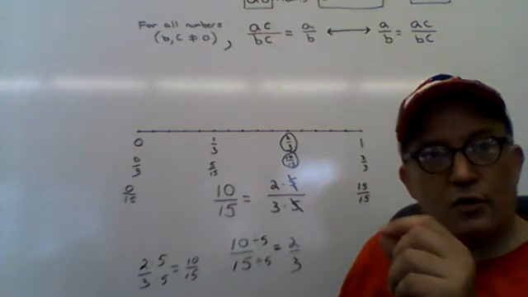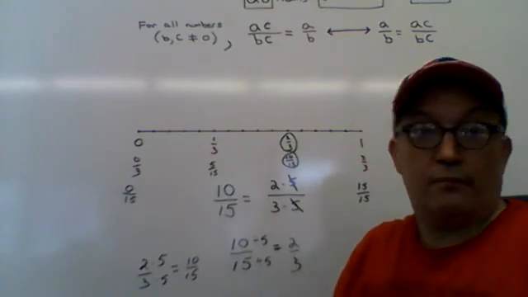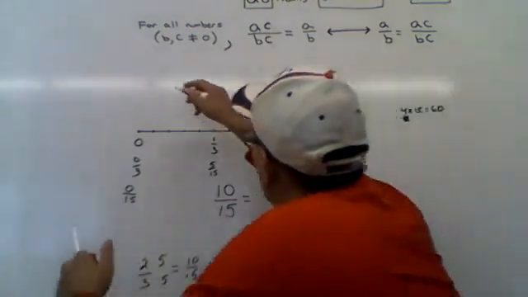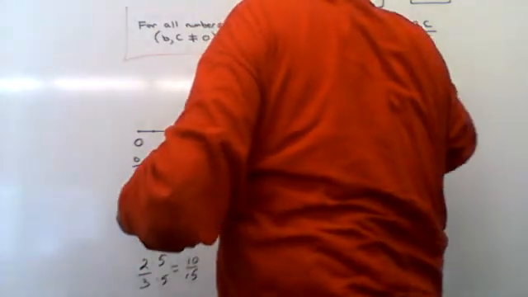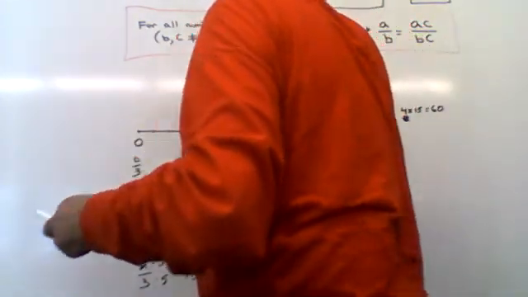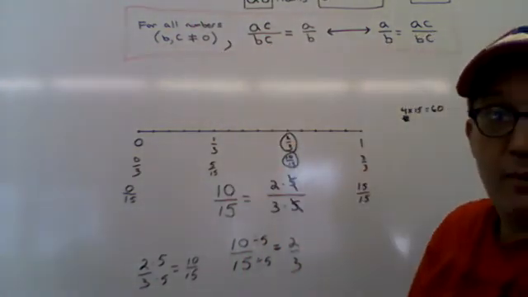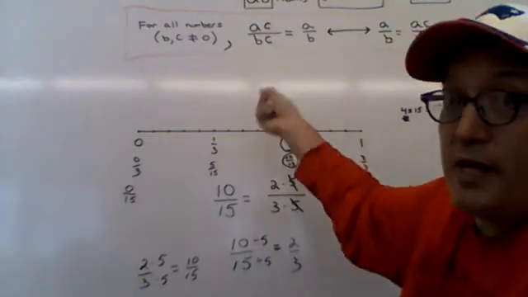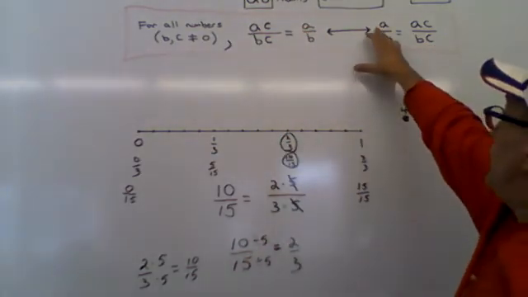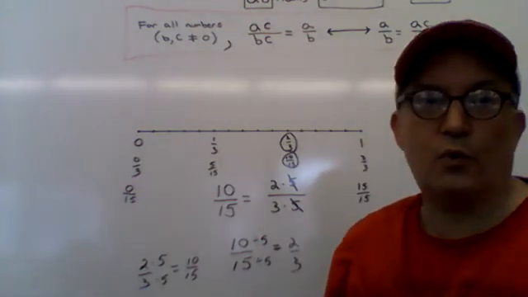It wouldn't be a bad idea to try to make this formula part of your long-term memory. It's not absolutely necessary right now, but you might as well give it a try. Let me put a big red box around it. Big red boxes mean it's important. For all numbers, as long as b and c are not 0, we can never have 0 in the denominator, a times c over b times c is exactly the same number as a over b. And you can write it the other way as well. a over b equals a times c over b times c. You can think of it either way.